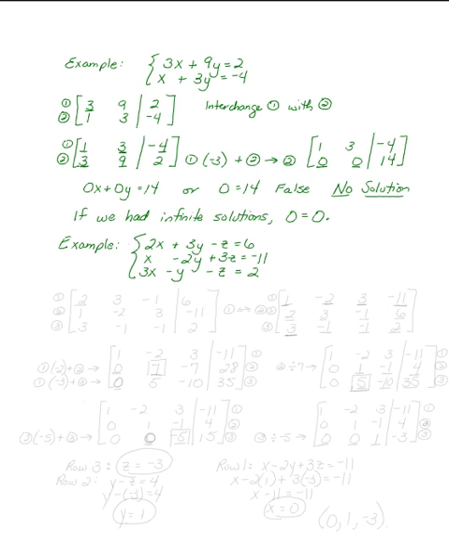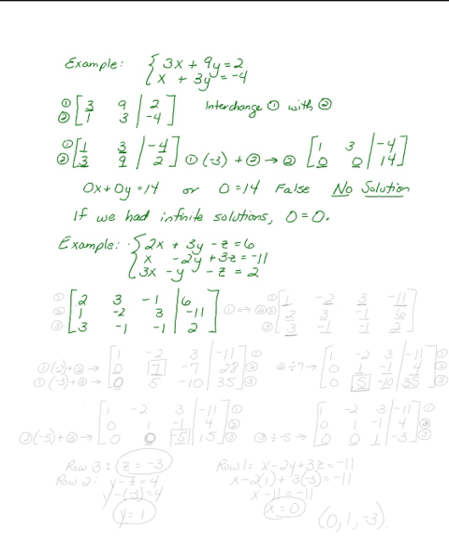Okay, so my example is 2x plus 3y minus z equal to 6, x minus 2y plus 3z equal to negative 11, and 3x minus y minus z equal to 2. Again, first thing, let's form our augmented matrix. So we're going to have 2, 3, negative 1, 6, 1, negative 2, 3, negative 11, and 3, negative 1, negative 1, positive 2.